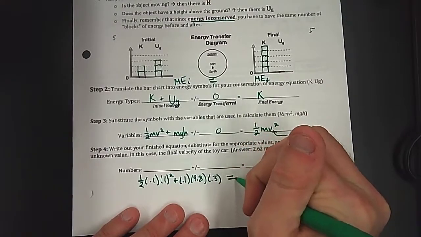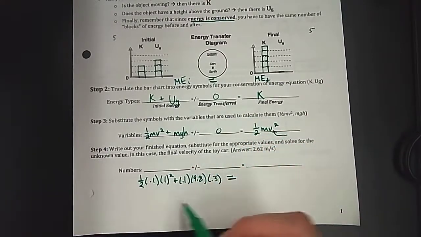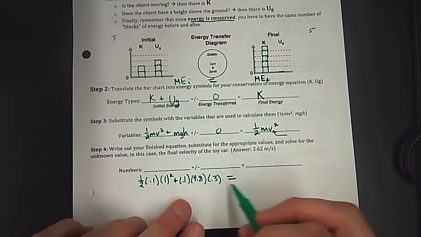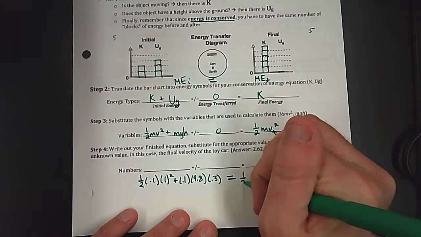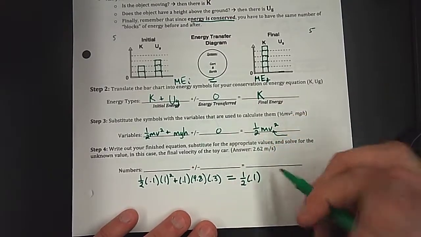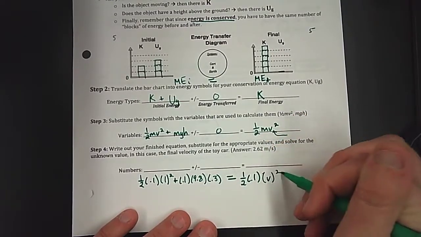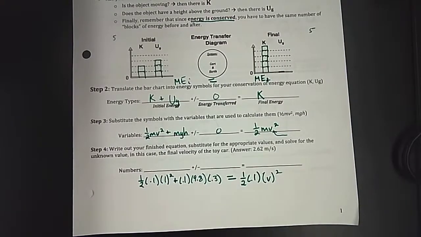Right, and that's my initial energy or total energy, and that's going to be equal to my final total energy, and all my energy at the end is in kinetic energy, so 1/2 times 0.1 for my mass. Velocity is what I'm looking for. All right, so now I just have to solve.